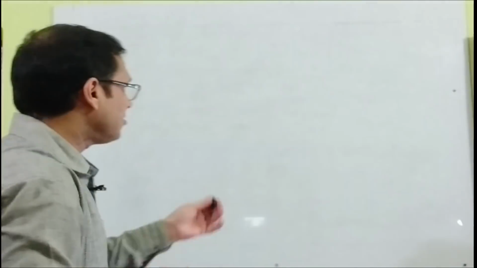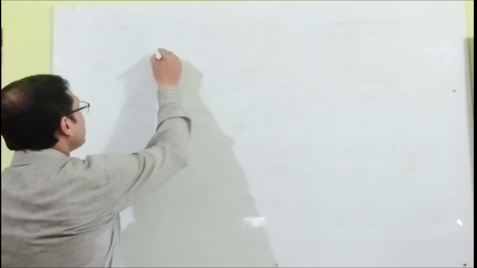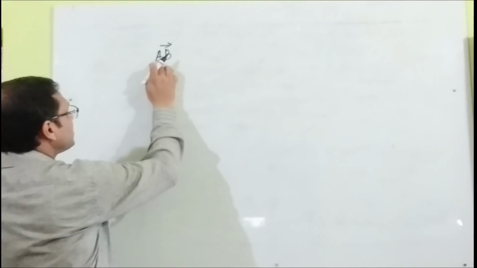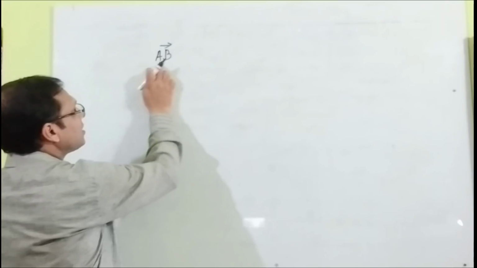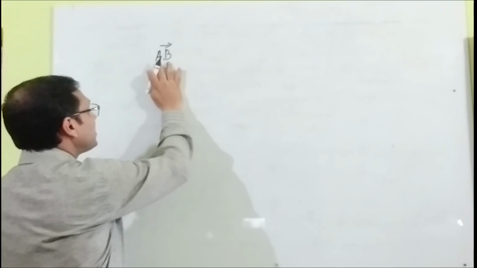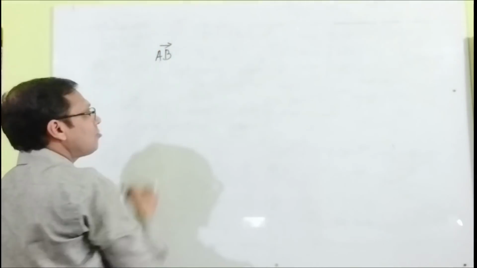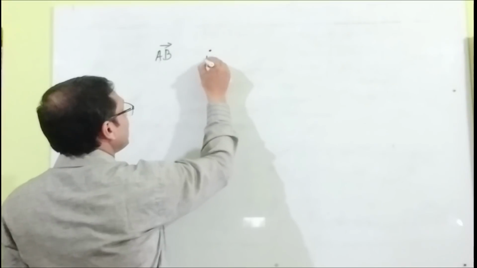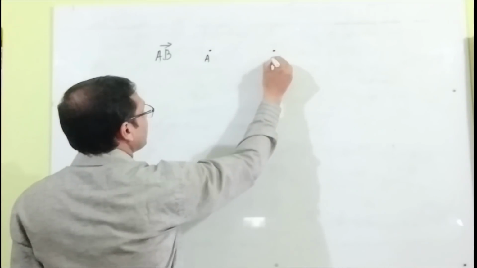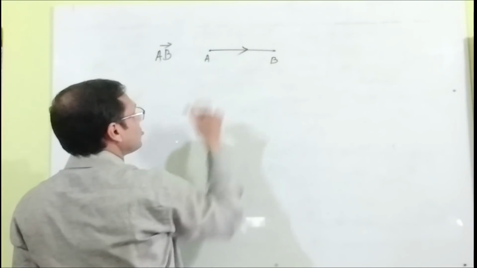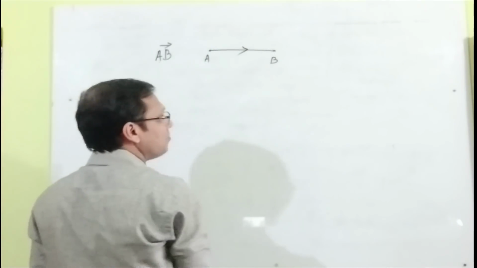That is, A is the initial point. If you write vector AB, that means A is the initial point and B is the terminal point. You will write the line segment AB and put one arrow mark on the line segment AB. That means here A is the initial point and B is the terminal point, and the direction of AB should be from A to B.